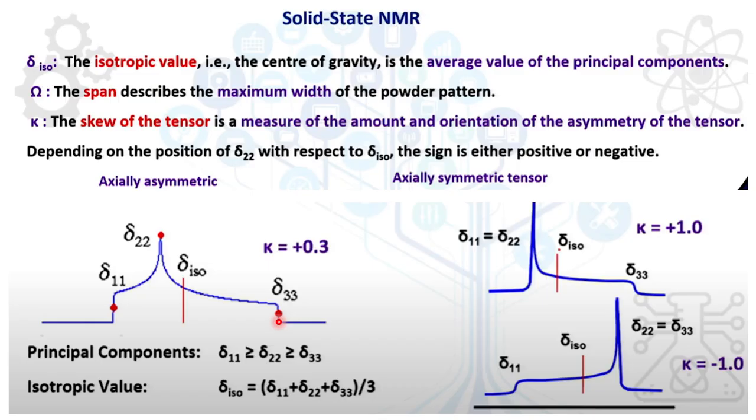And the skew of the tensor is a measure of the amount and orientation of the asymmetry of the tensor, depending on the position of delta 22 with respect to delta iso. So this is delta 22. How it is oriented with respect to delta iso is measured by the kappa value, or skew of the tensor. Now the principal components: delta 11 is greater than delta 22, which is greater than or equal to delta 33, and the isotropic value is the average of delta 11, delta 22 and delta 33.